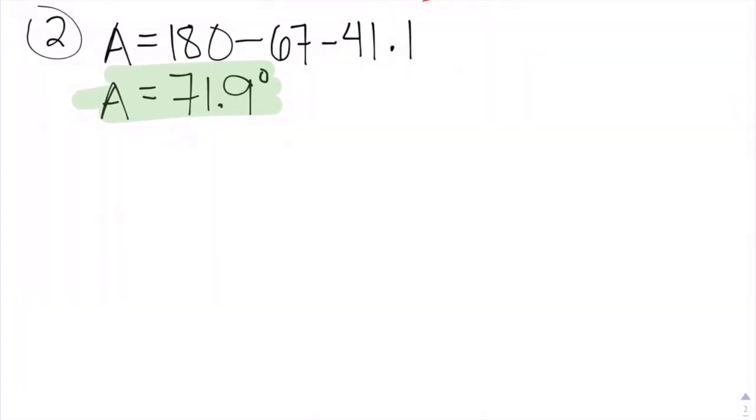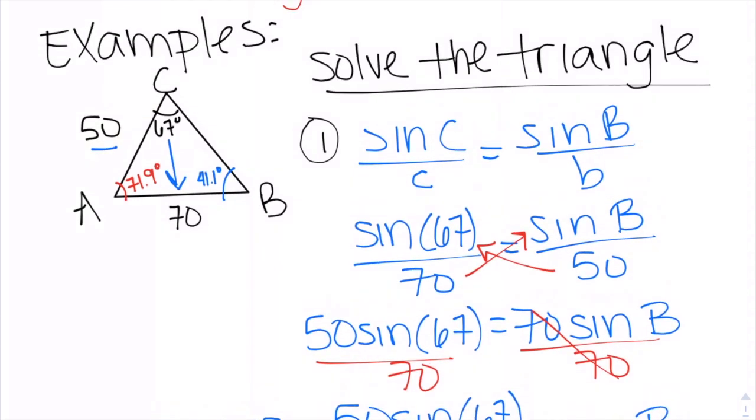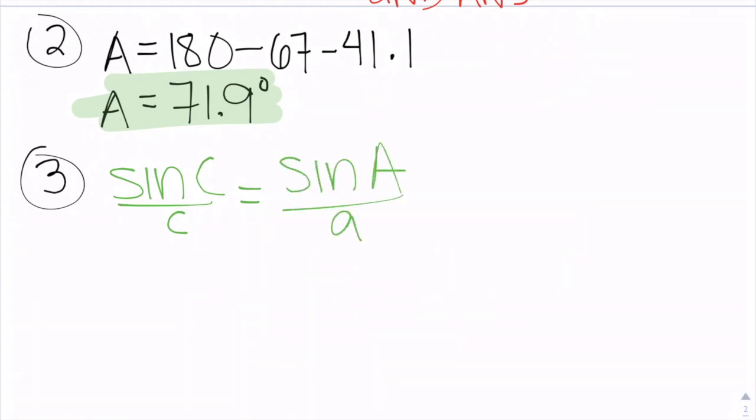And now step 3 is we need to solve for side A. And to solve for side A, we're going to use law of sines again. And so we're going to use angle C and side C because both were given to us, so that's the most accurate that we have. So we're going to use sine of C over C, and we need to find side A, so we're going to use sine of A over side A.